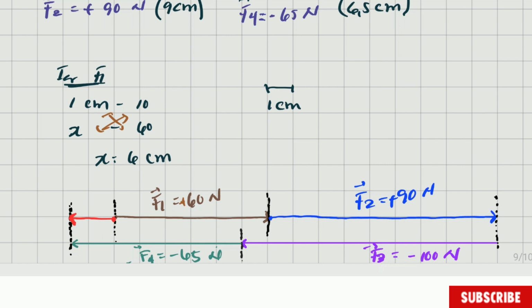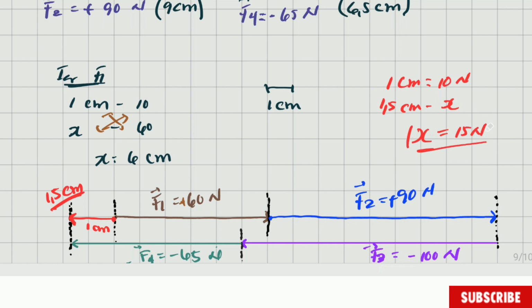Now we once more have to go to the scale. This one is 1,5 centimeters. Guys, you have to go to the scale. Remember, the scale is 1 centimeter equal to 10 Newton. So 1,5 centimeters is how many Newton? You multiply it in cross, and you will get that x is equal to 15 Newton, and that 1,5 centimeters is the resultant vector.